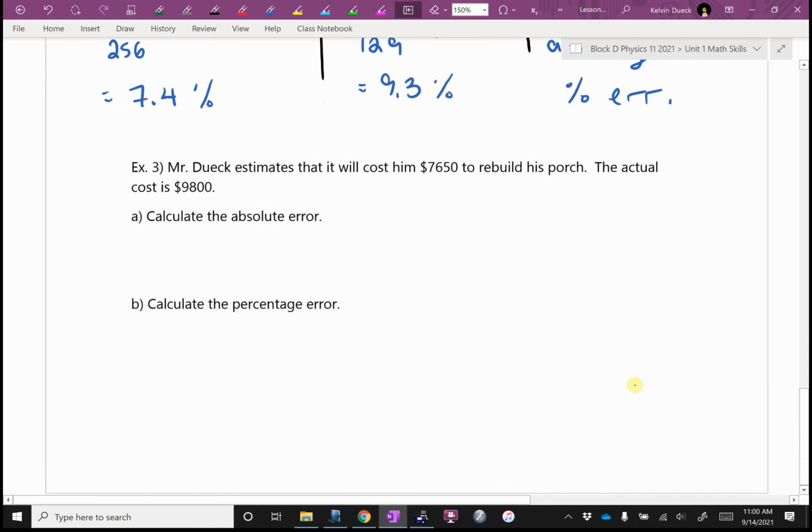Mr. Duick estimates that it will cost him $7,650 to rebuild his porch, but the actual cost ends up being $9,800. This must be a government project because it went over budget. Calculate the absolute error. How will I figure out the absolute error here?